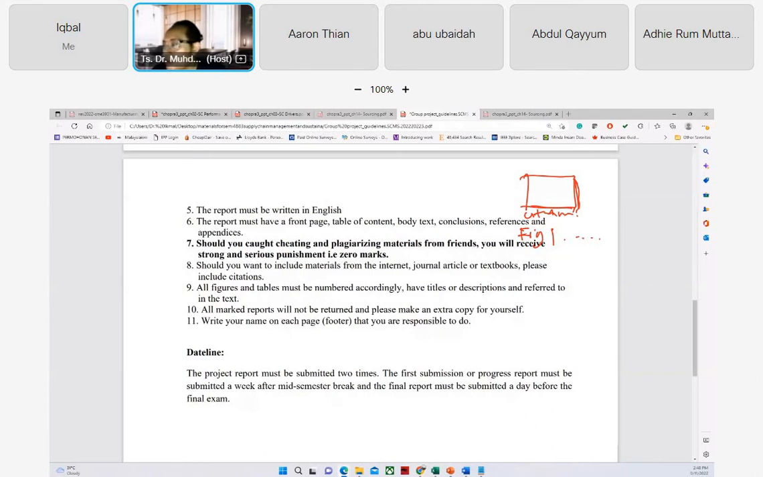All right, and then number 10, all marked reports will not be returned, and please make an extra copy for yourself, and then write your name on each page footer that you are responsible for. Okay, so let's say for example, 2 of you are responsible for doing the introduction, so you have to write down your name at the footers. So who's in charge of that? Okay, this is just to make sure that you are giving a proper balance in distributing the work.